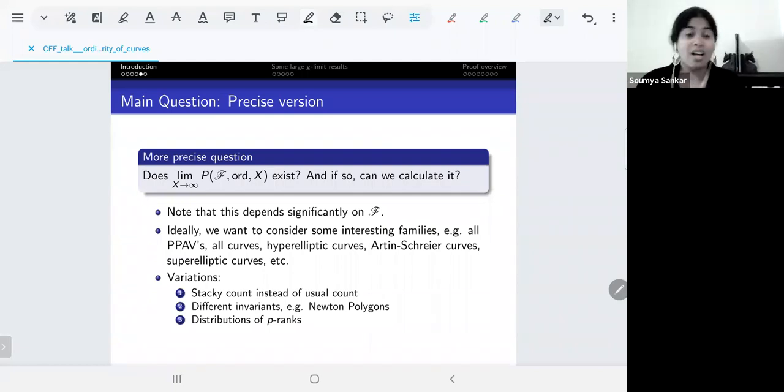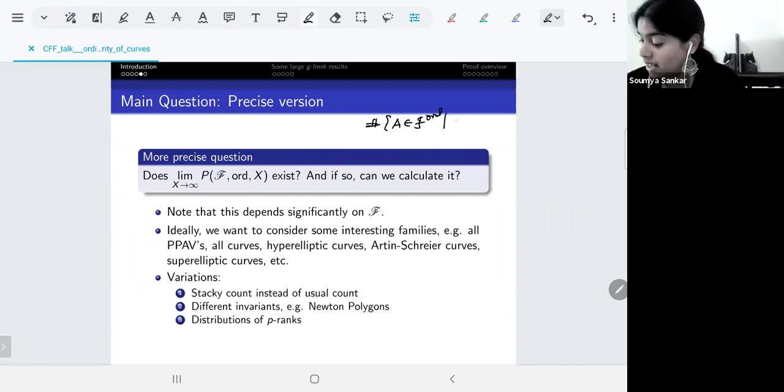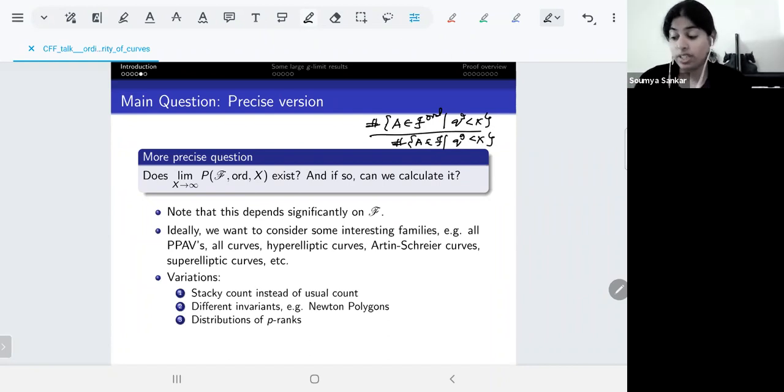So you could also ask variations of this question, of course. For example, instead of doing a usual count, right? The way I defined this ratio, it was just the number of abelian varieties inside your ordinary space with bounded genus over the total ones. And so you could say, okay, instead maybe you want to weight all of these by 1 over the size of the automorphism group, which is something that has already come up earlier in terms of doing a stacky count versus a usual count, right?